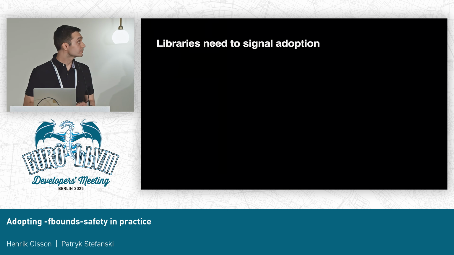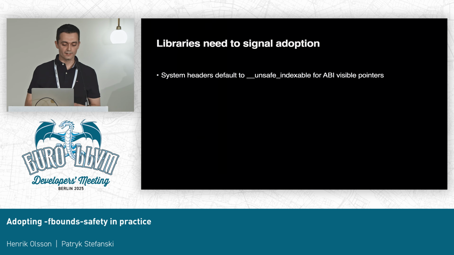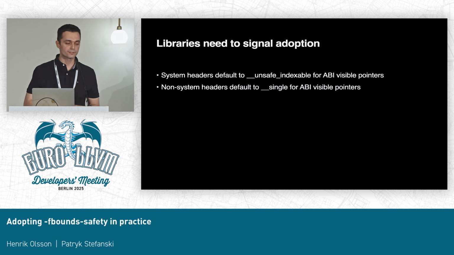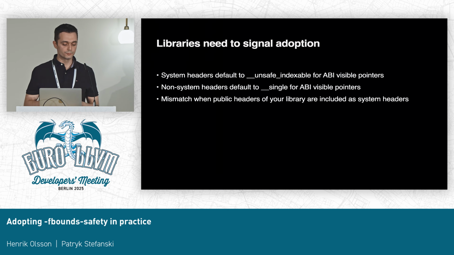So you can also adopt fbounds-safety in libraries, but there is a caveat for public headers. The default attribute in system headers is unsafe indexable. However, for non-system headers, the default attribute is single for ABI visible pointers. And this can cause a mismatch if you include your headers in your library that you adopted fbounds-safety in as system headers, because the default attribute will be unsafe indexable. However, if you adopted this already, the attribute should be single.